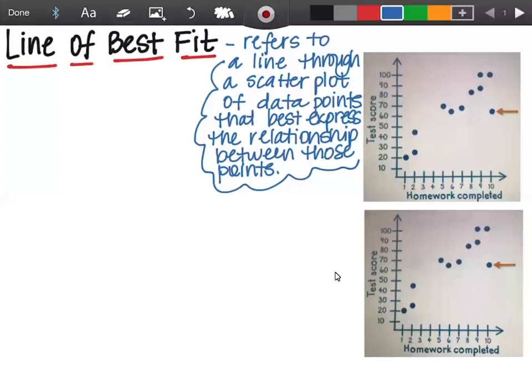There are a few things I want you to know. When you're drawing a line of best fit, it is going to be, in this case, a linear line. All right, so linear line means straight line.